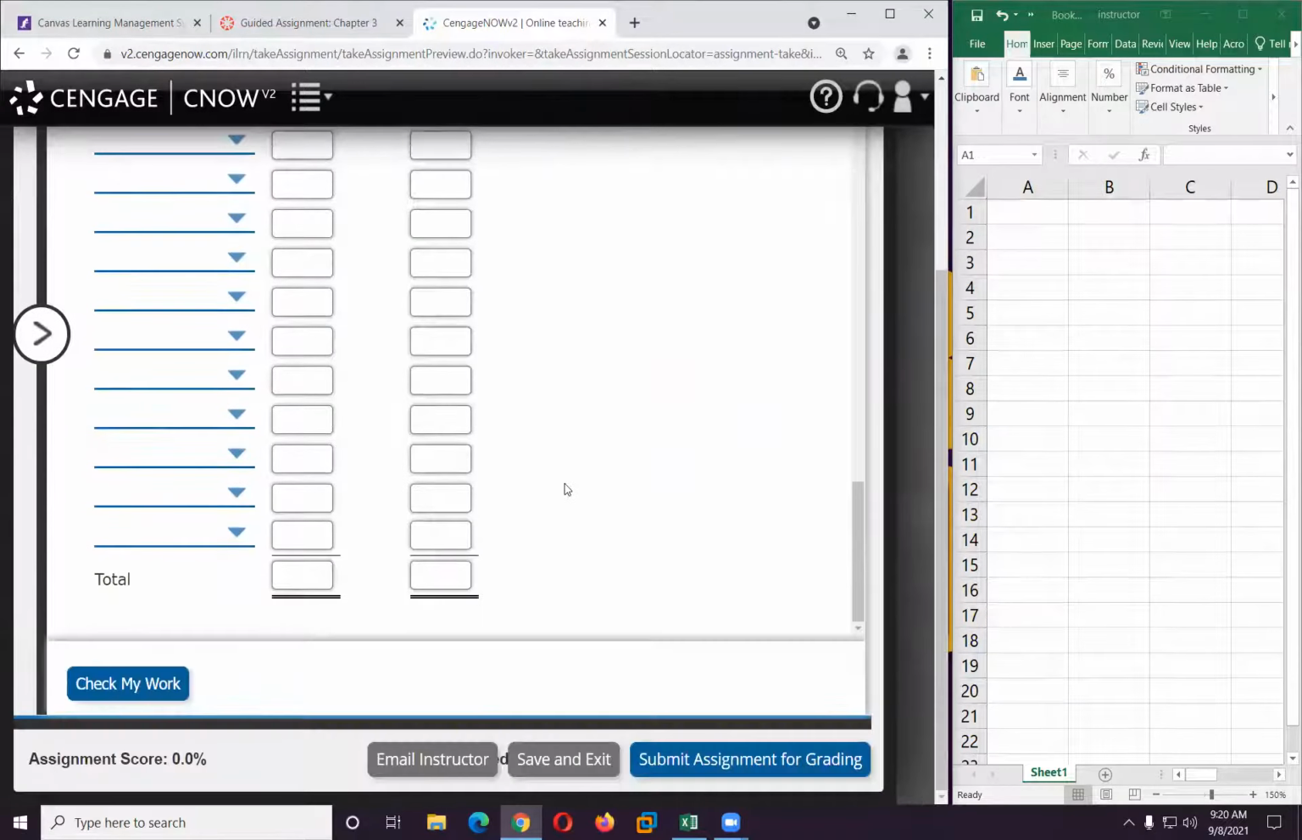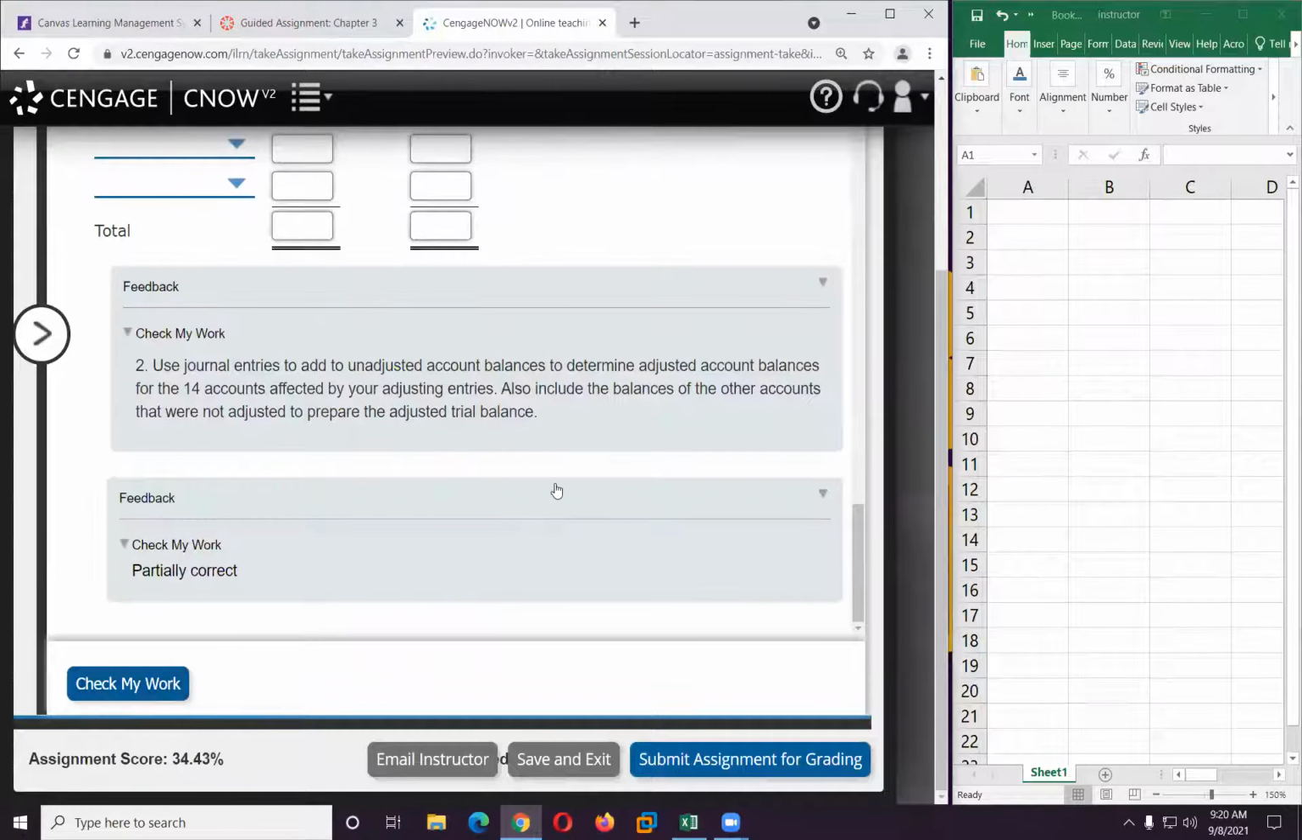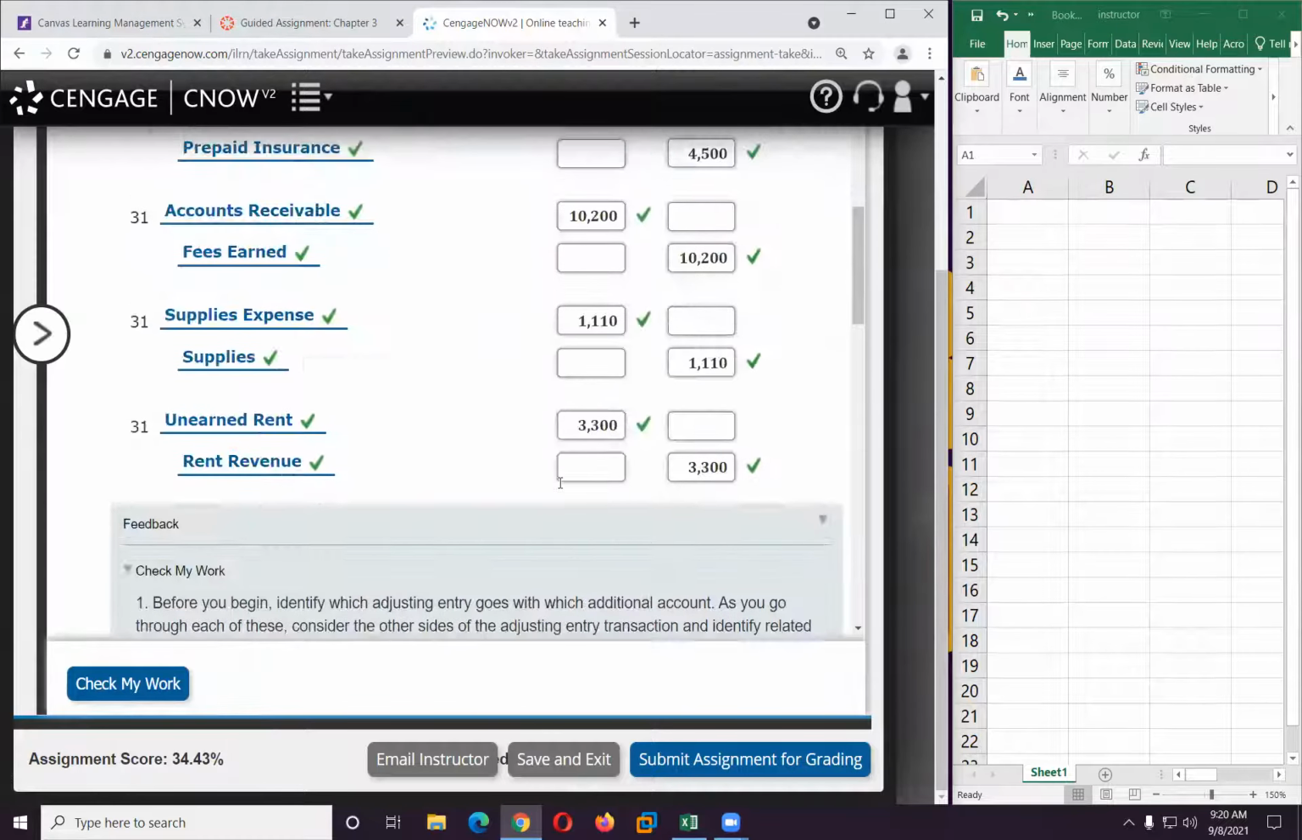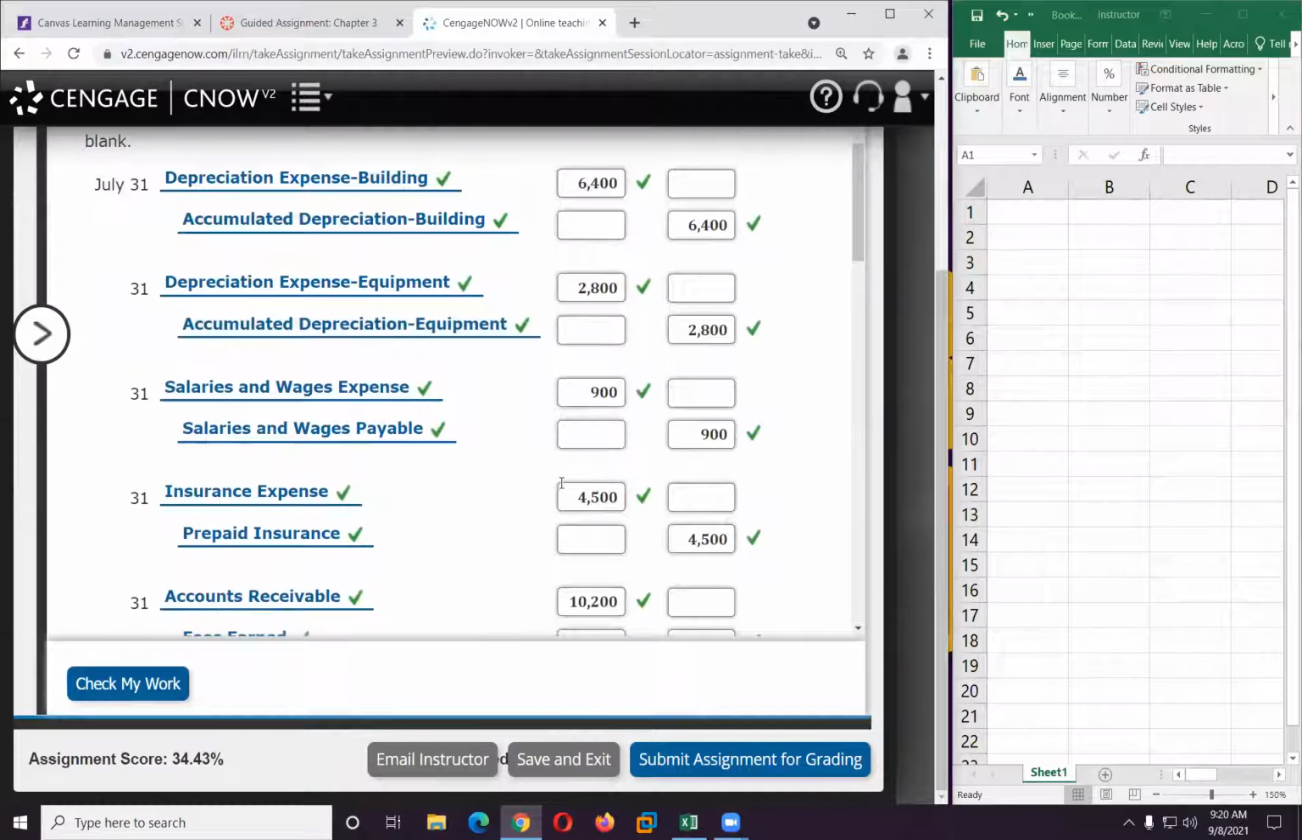I do scroll down and check my work just to make sure I didn't make a mistake, because there were a lot of moving parts there, and it would have been very easy, even for an experienced person, to make an error, right? Like, recognize that.